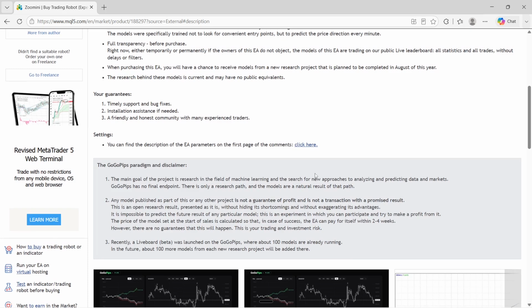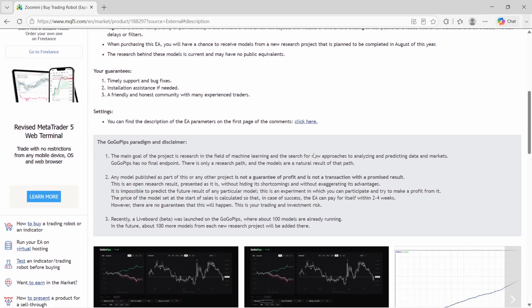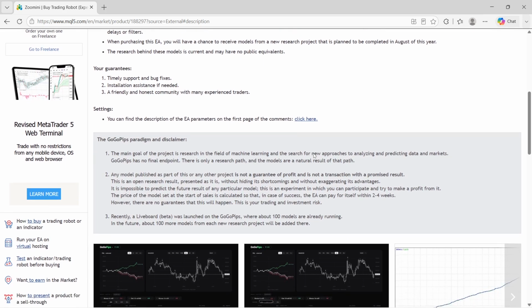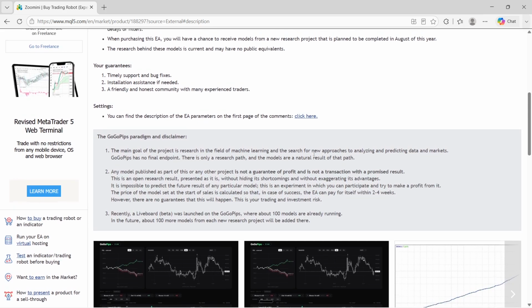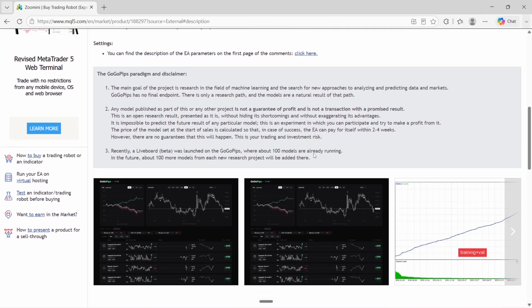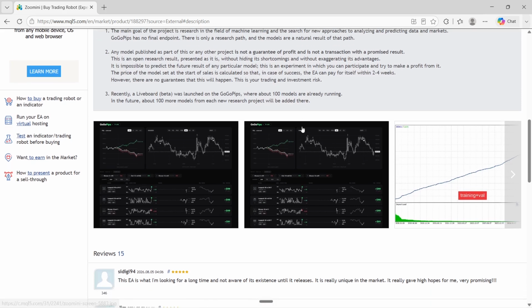Overall, Zoomini EA is a research-driven machine learning model set for gold H1 that stays continuously active with single order equal SL/TP execution. It offers transparency through public live results, but it is explicitly experimental. Thorough independent evaluation and strict risk management are essential. As I previously said, always trade with money you can afford to lose.